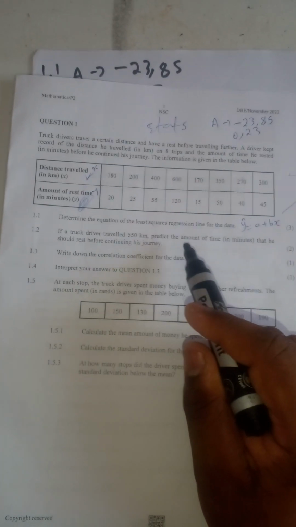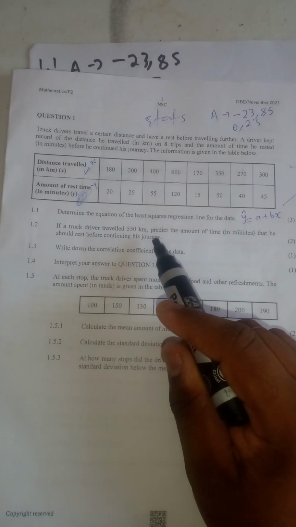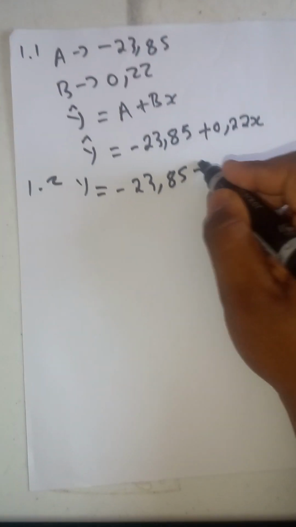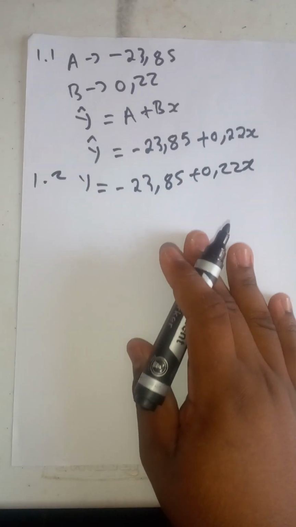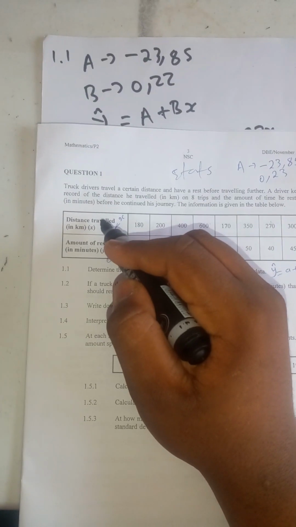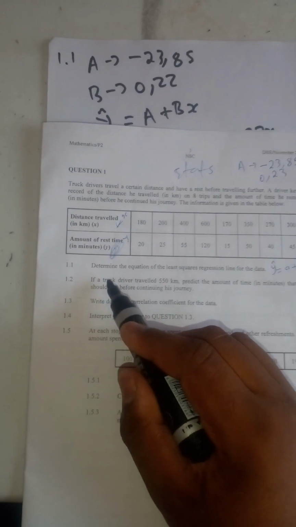1.2 now, what is it saying? It is saying that if a truck driver travels 550 kilometers, which is the x, predict the amount of time in minutes that he should rest before continuing his journey. So now they are saying that if he travels 550 kilometers, on such questions, you simply take the equation that you had. Since I have that equation there, you are going to substitute 550 for the value of x, because the value of x in the data given represents the distance traveled.